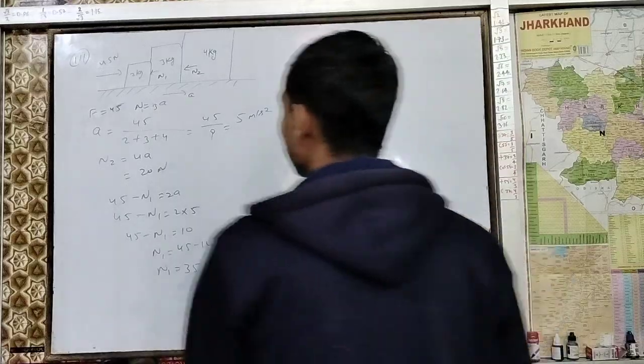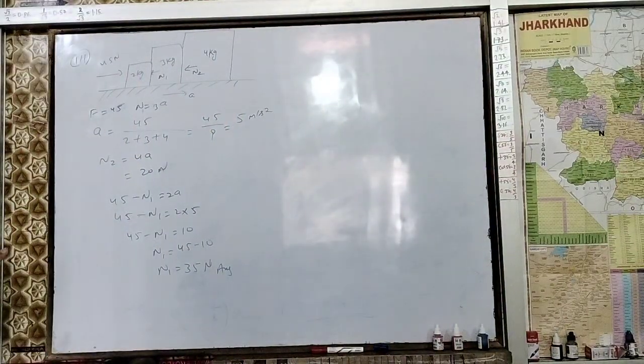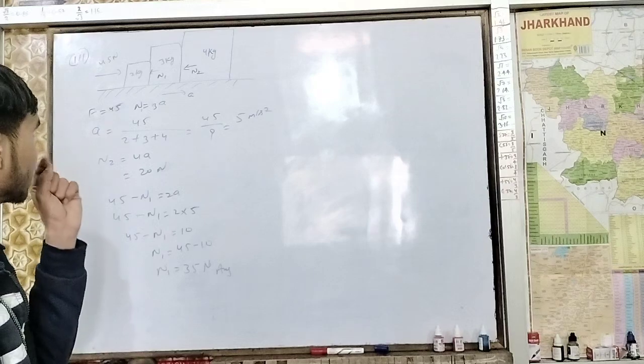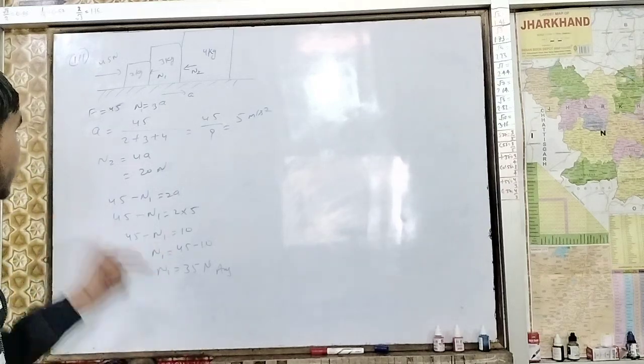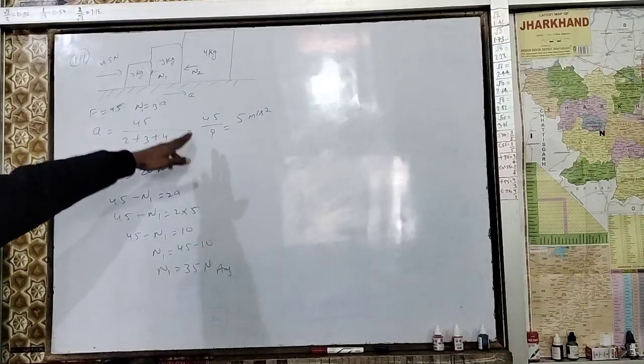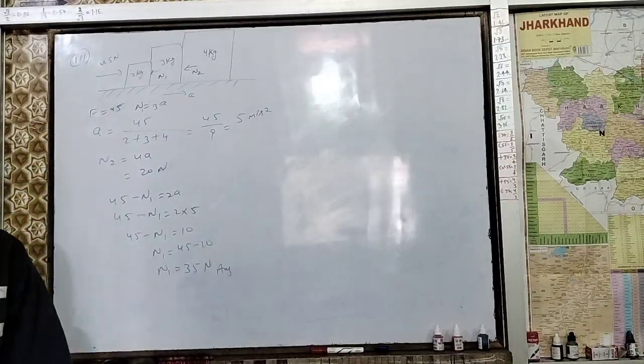Remember, N1 was present inside the second body. N2 is inside the third body. Okay, so this 45 minus N1 is equal to MA.